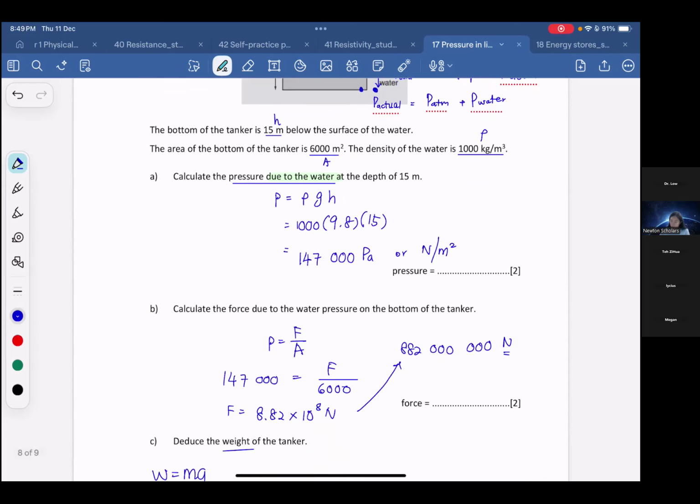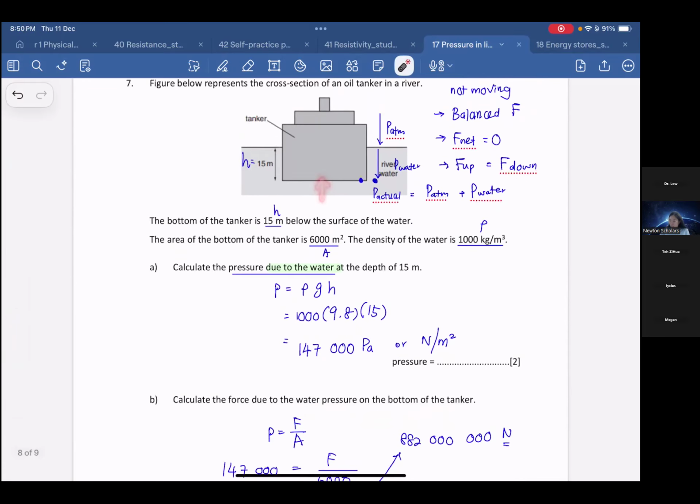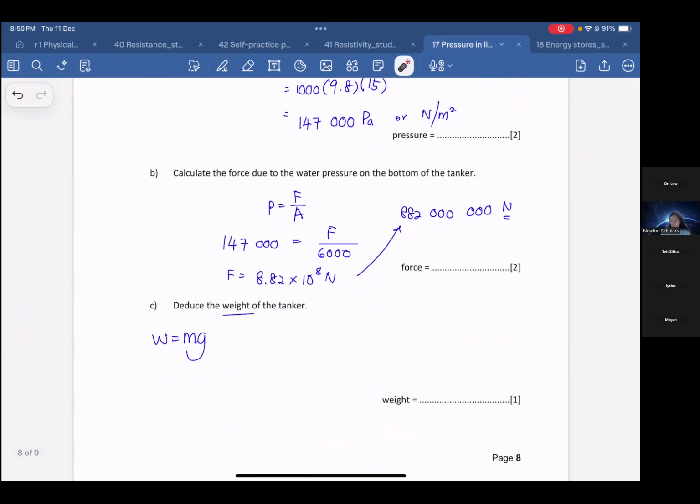So here, the force due to the water pressure at the bottom part is a force acting upward, which is what we just counted in B, 8.82 times 10 power of 8 Newton. It needs this force to support the oil tank. That means the weight is actually equal to this value. That's why we need the same force acting upward. So how do we know the weight? We cannot count W equals mg because we don't know the mass. But from here, we know. So this answer is 8.82 times 10 power of 8 Newton.